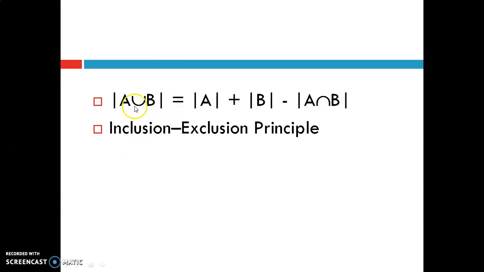This theorem is called the inclusion-exclusion principle. So the cardinality of A union B is equal to the cardinality of A plus the cardinality of B minus the common elements, that is, the cardinality of A intersection B.